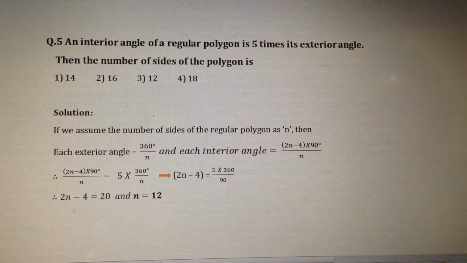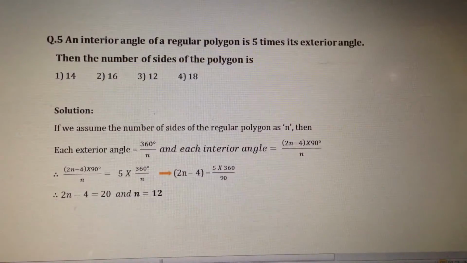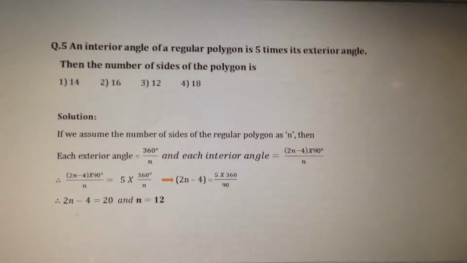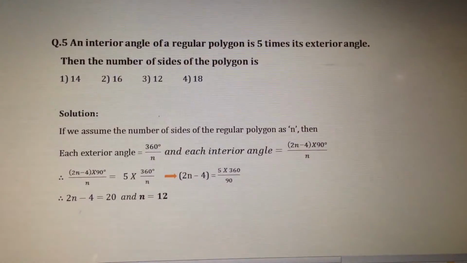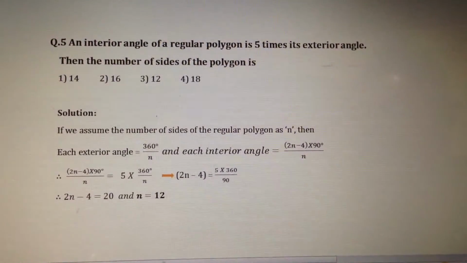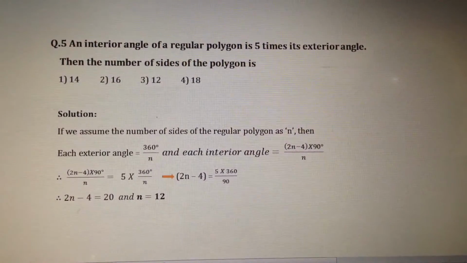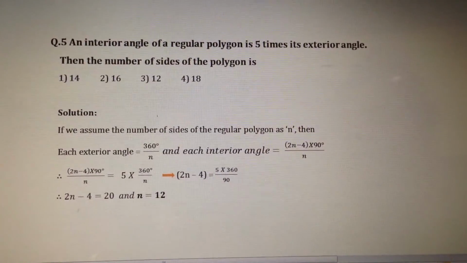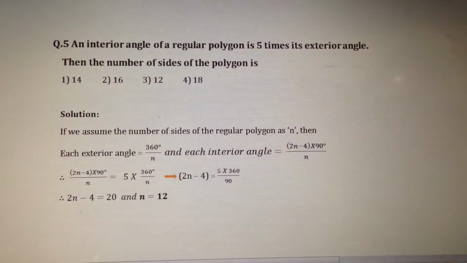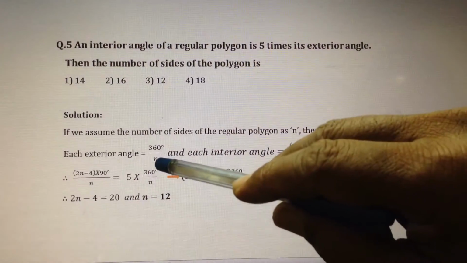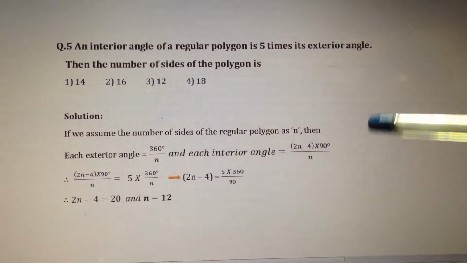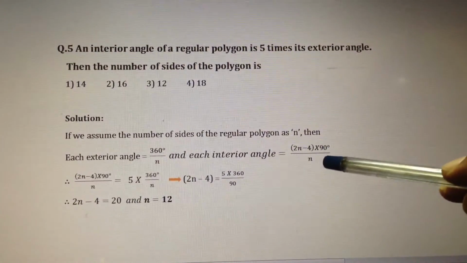Next question. An interior angle of a regular polygon is 5 times its exterior angle. Then the number of sides of the polygon is. We know the formulas to find out the interior angle and exterior angle of a polygon. If we assume the number of sides of the regular polygon as n, then each exterior angle is given by 360 by n, and each interior angle is given by (2n minus 4) by n into 90.